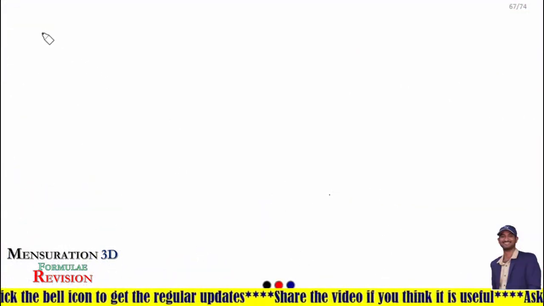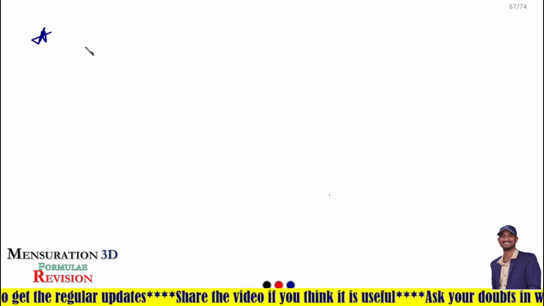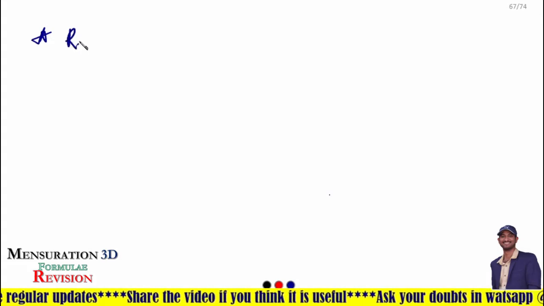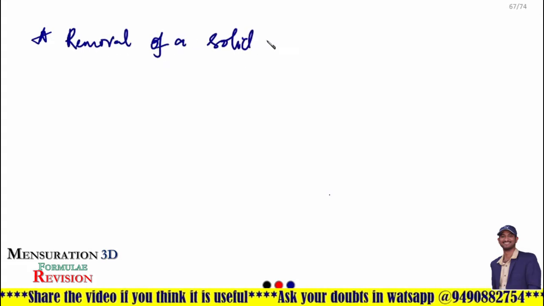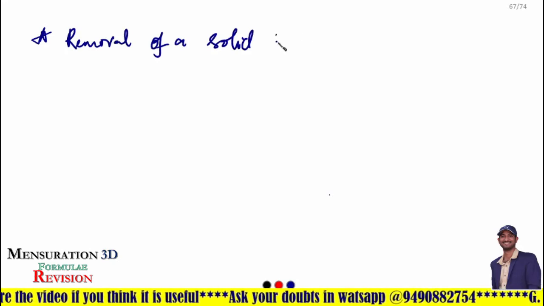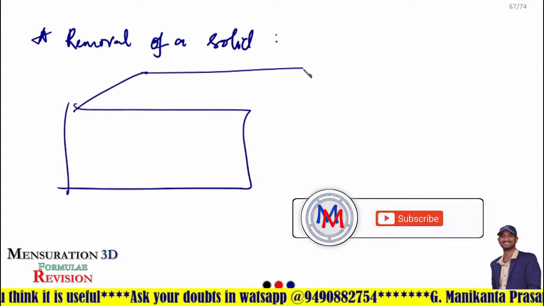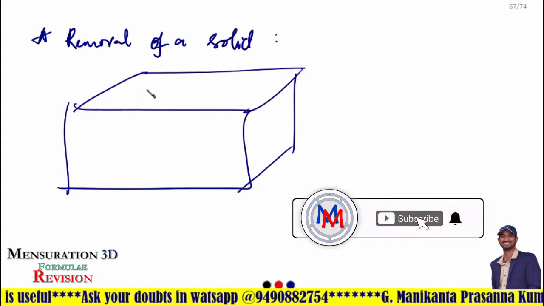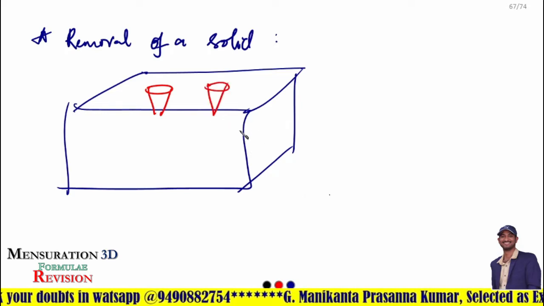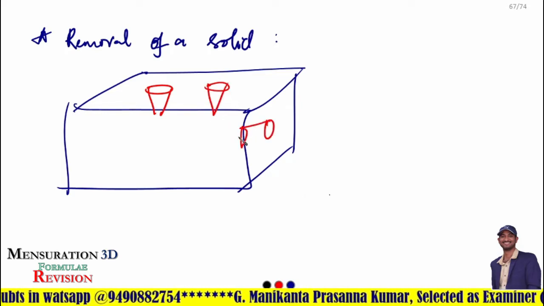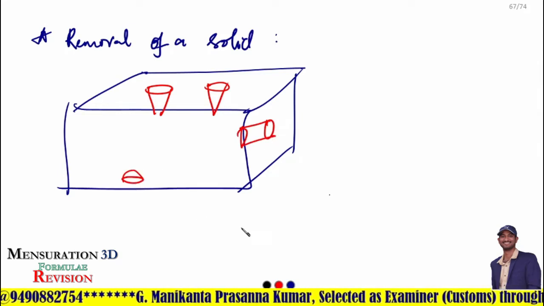The last thing is some other points you have to remember in case of 3D mensuration. The first thing is removal of a solid figure from a given solid figure. Suppose there is a solid figure, a cuboid. From this cuboid, small cones are removed. Otherwise, small cylinders are removed from this surface, or small hemispheres are removed from this surface.